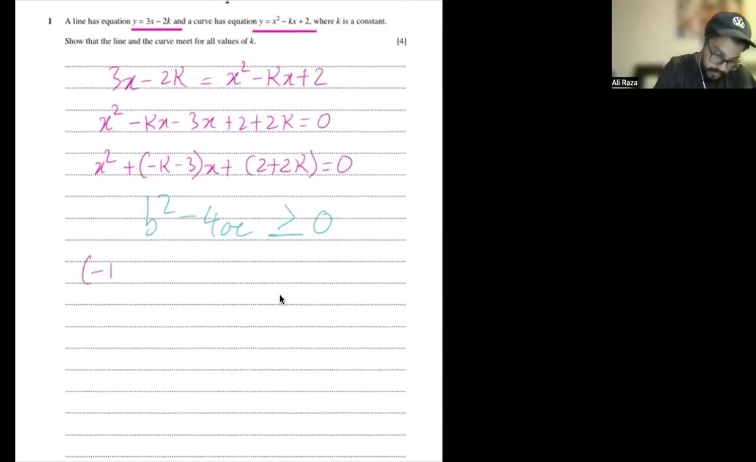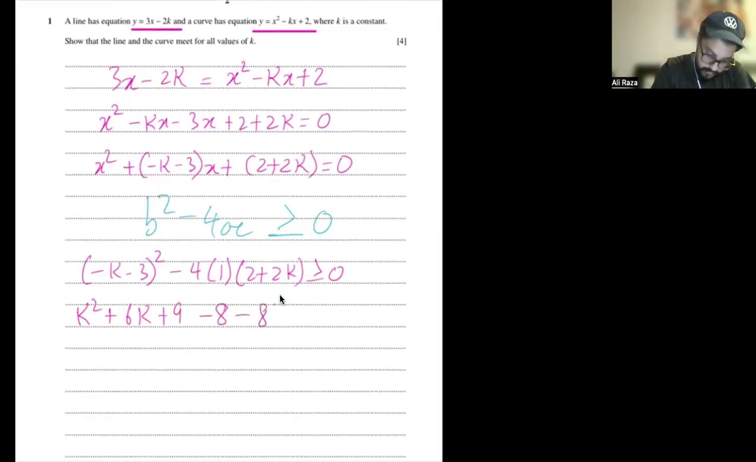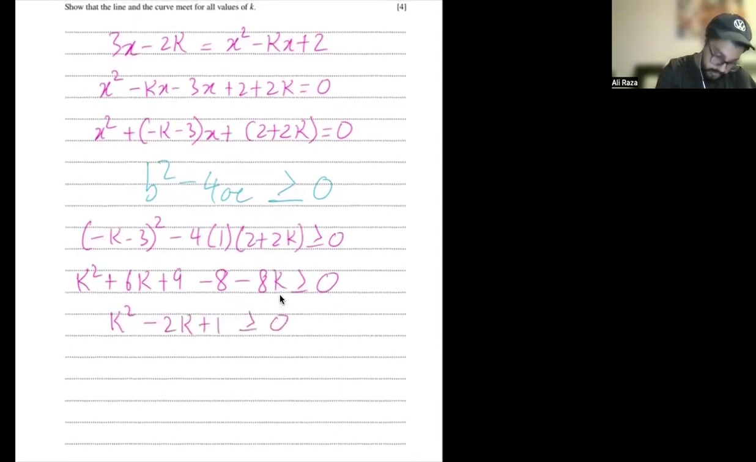B squared over here would be minus k minus 3 whole squared, minus 4 times 1 multiplied by 2 plus 2k, greater than or equal to 0. This can be factorized to k minus 1 whole squared, greater than or equal to 0.